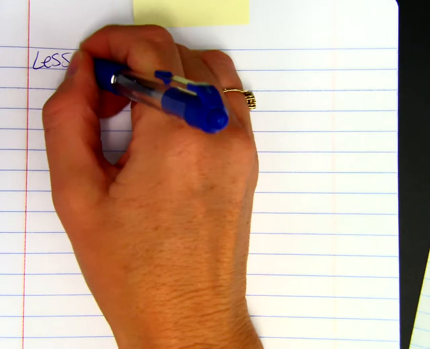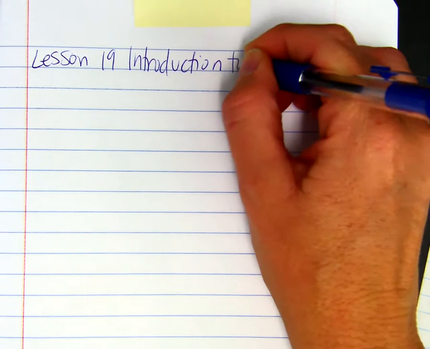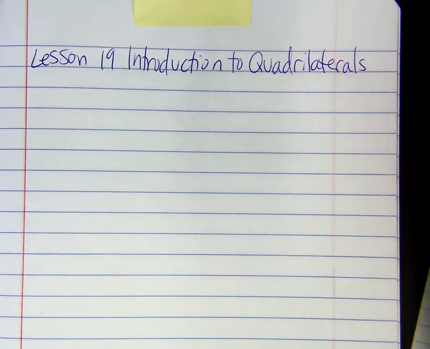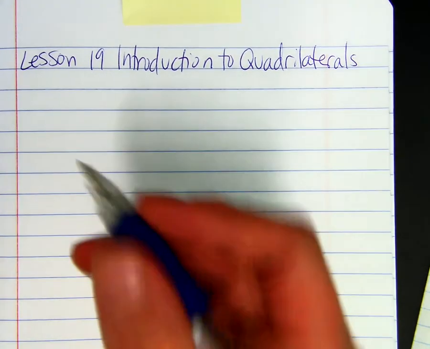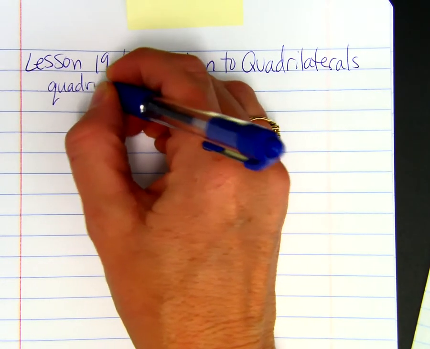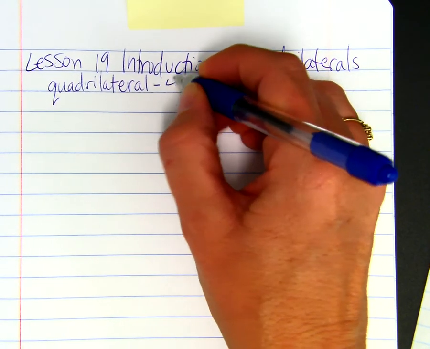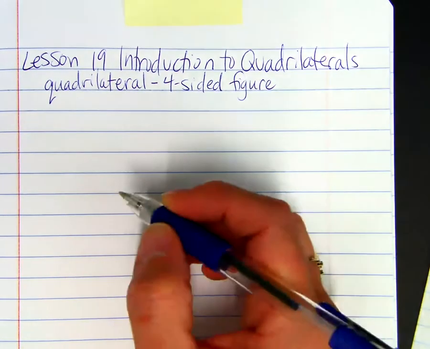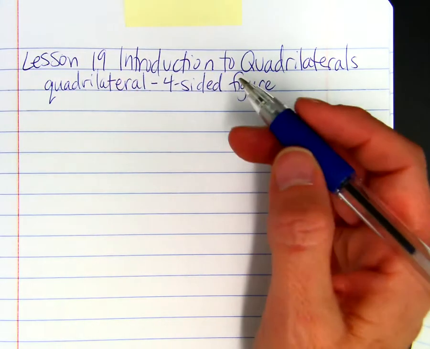Lesson 19, Introduction to Quadrilaterals. So there's several definitions that we need to know, and it really does help us when we're naming our figures. So a quadrilateral is a four-sided figure. And then all the rest of the words fit into the category of quadrilateral.